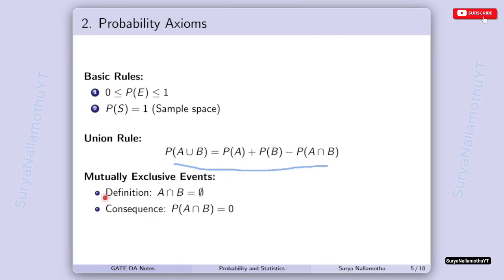And these are the mutually exclusive events. In mutually exclusive events, A intersection B is equal to null. It indicates that P of A intersection B is equal to 0. So mutually exclusive events have no dependency on each other. It is known as mutually exclusive events.